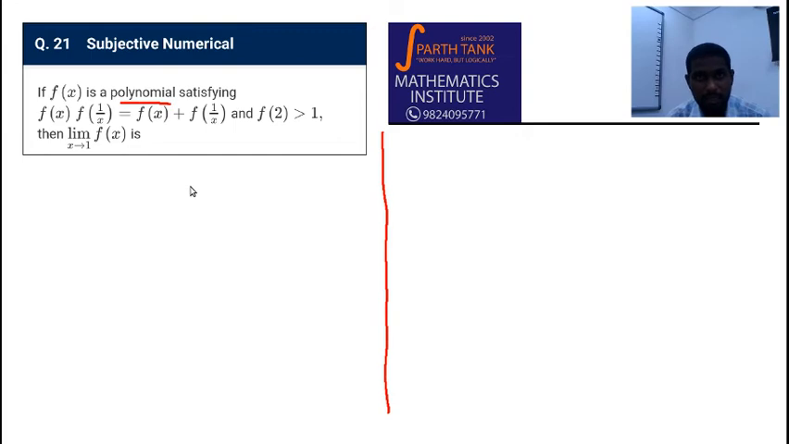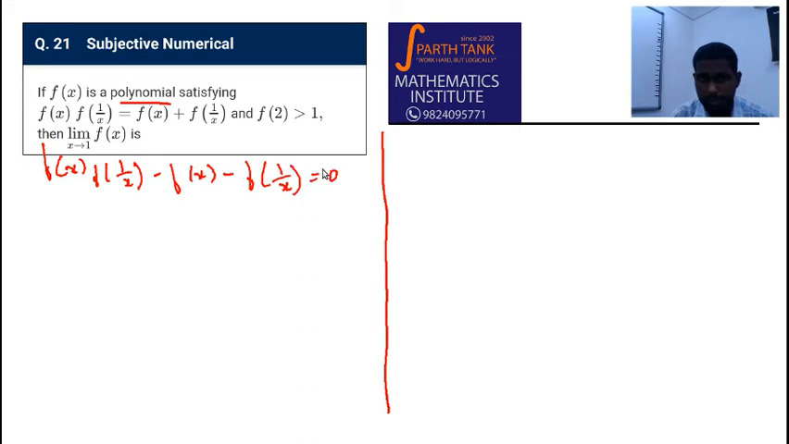And f of 2 is greater than 1. The limit of f of x when x tends to 1 is? Tricky problem. Let's see how to go about it. The first thing is we have f of x into f of 1 by x minus f of x minus f of 1 by x is equal to 0, right?